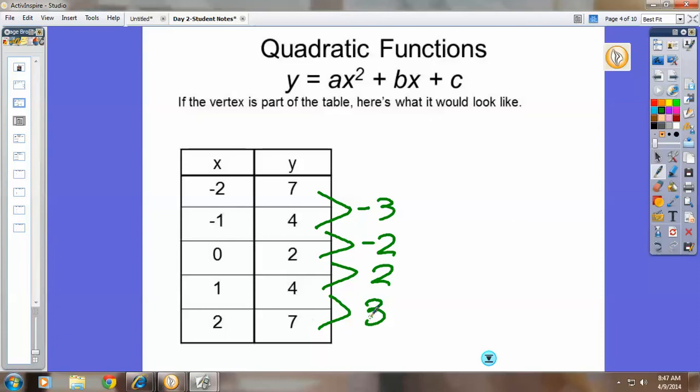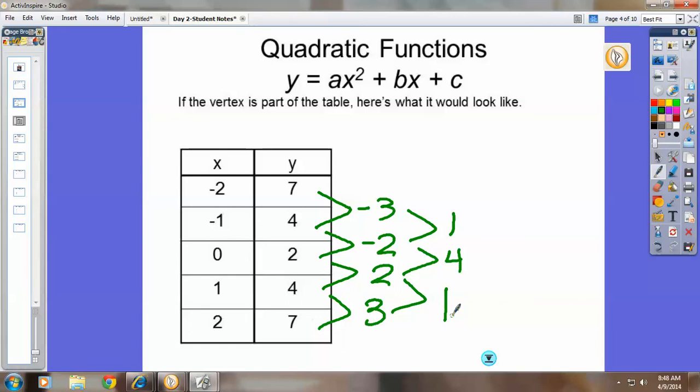So look at the second difference. Negative 2 minus negative 3 is positive 1. 2 minus a negative 2 is 4. 3 minus 2 is 1. This is a quadratic table, and here's how I know. These two numbers are the same, right?